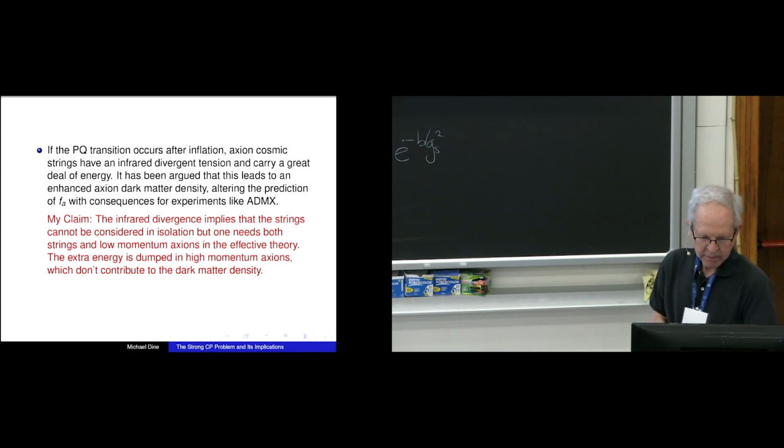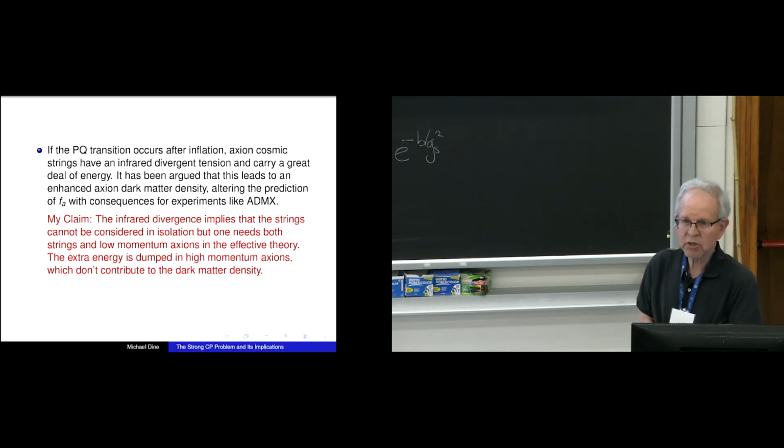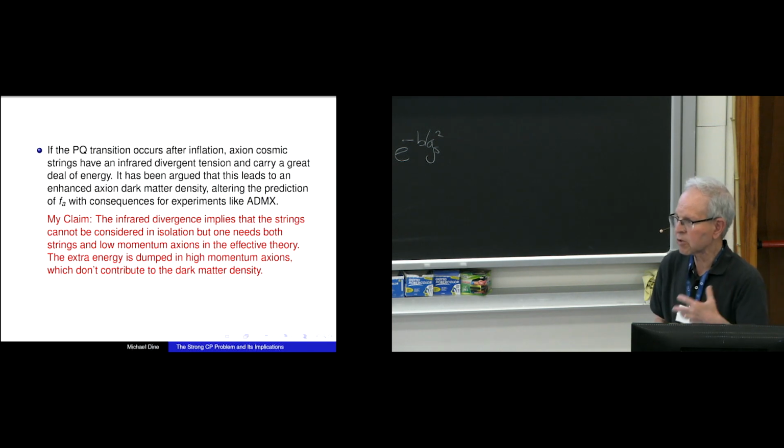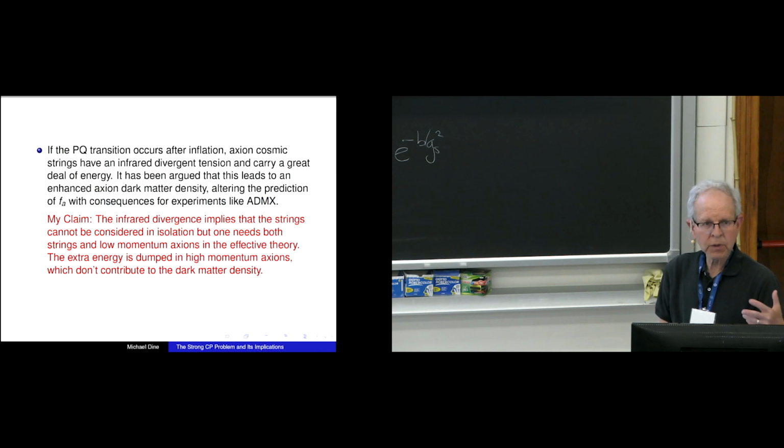Now, my claim is that this infrared divergence, which is the subject of another talk, implies that strings can't be considered in isolation. Typically, what is one trying to do theoretically with strings? One's trying to describe a system in terms of some set of collective coordinates, the coordinates which describe the string, but one can't describe that in isolation. That's what infrared divergences generally signal, that you need to include other degrees of freedom in your description. So we need to include low momentum axions as well.